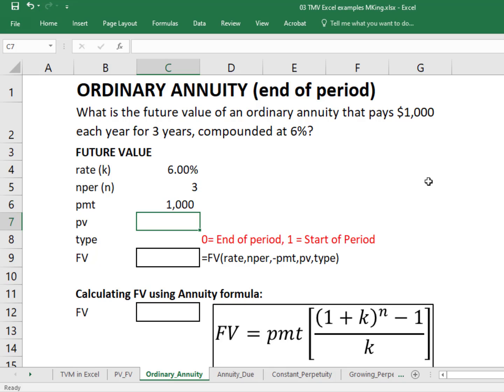Now, because we're receiving this payment through the annuity, we're being asked what the future value is, but there is no starting value for this annuity, so the present value is going to be 0. Now, critically, we have to enter the correct type because we want to make sure that we're getting payments at the end of the period. Using the function in Excel, 0 represents end of period and 1 represents start of period, so we're entering 0.